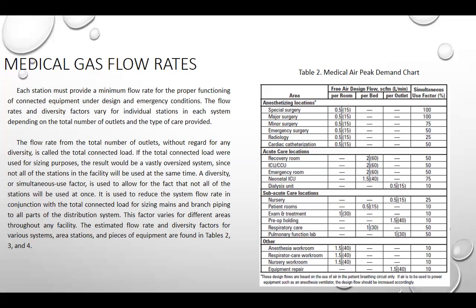So, we have a table of simultaneous use factors. So the factor varies for different areas throughout any facility. So the estimated flow rate and diversity factor for various system area station pieces of equipment are found in tables 2, 3, 4. So yeah, this is the tabulation for computing the capacity of the compressor for air. So that's it. Even if there's only one, you multiply it by 100%. Surgery, major surgery, so that's how many. So this is the air design flow rate, SCFM.